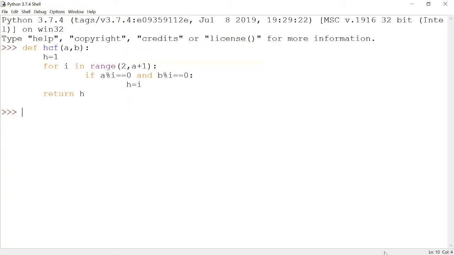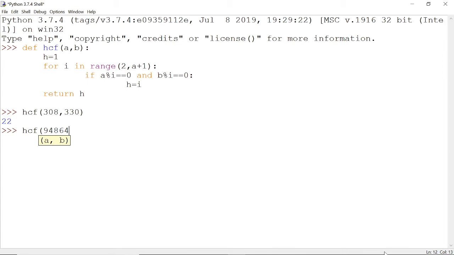So here's the highest common factor program that we introduced in the previous video, and it asked me to find the highest common factor of 308 and 330, and that's given me 22. And then it's asked me to find the highest common factor of 94,864 and 108,900. And it's given me a value of 484.